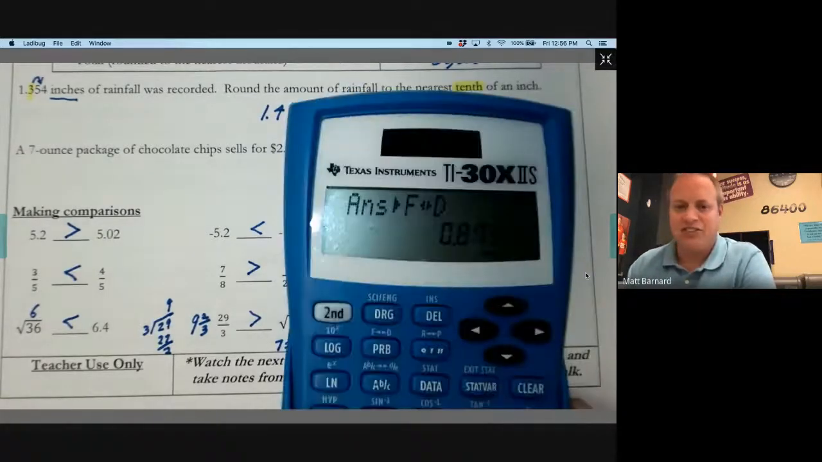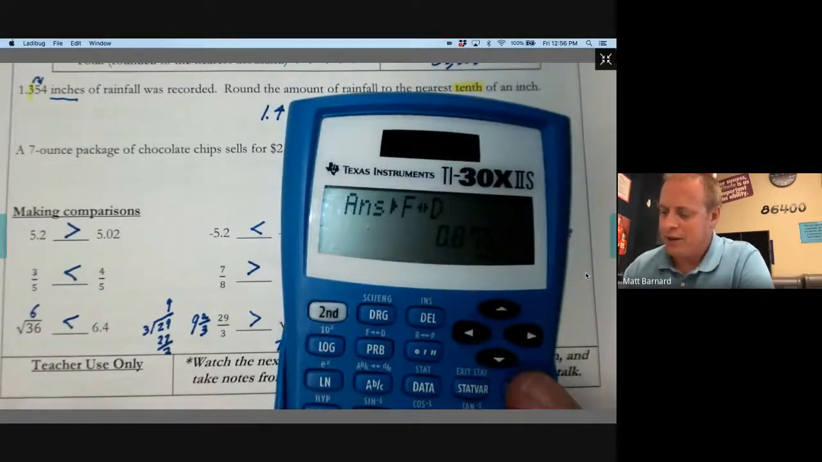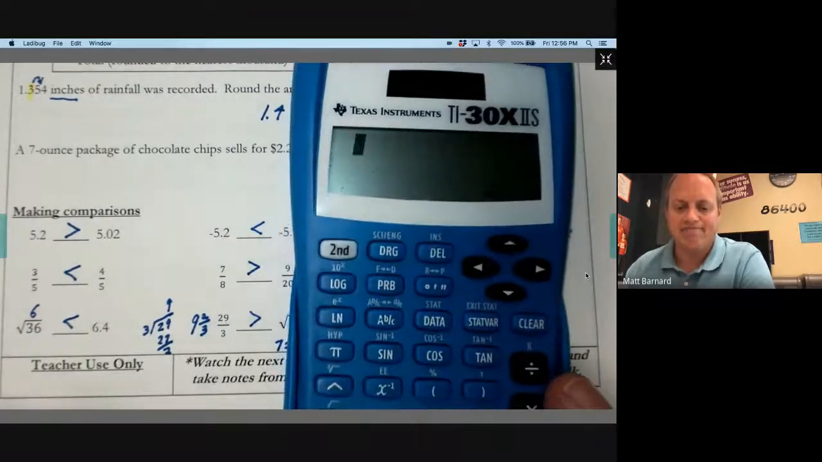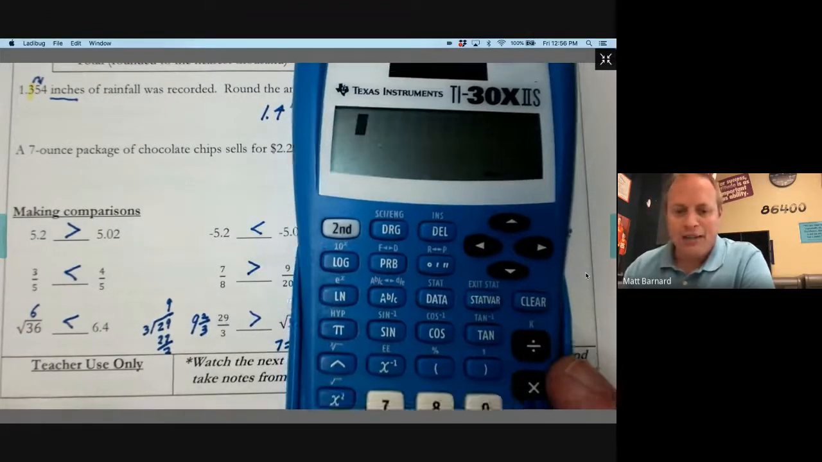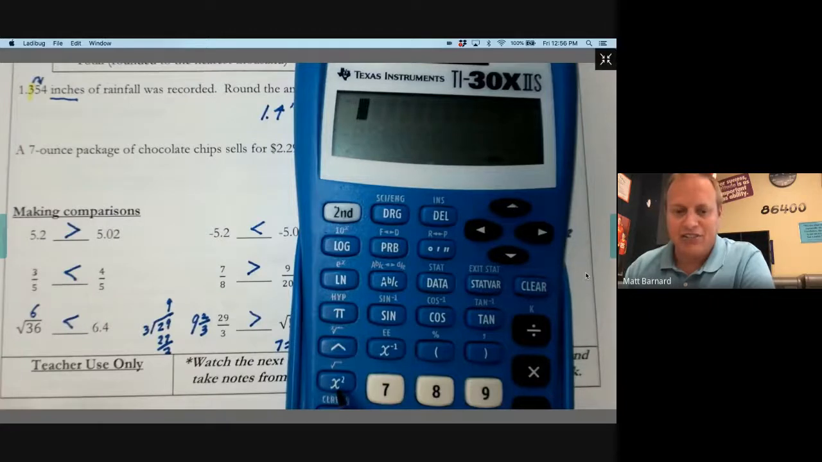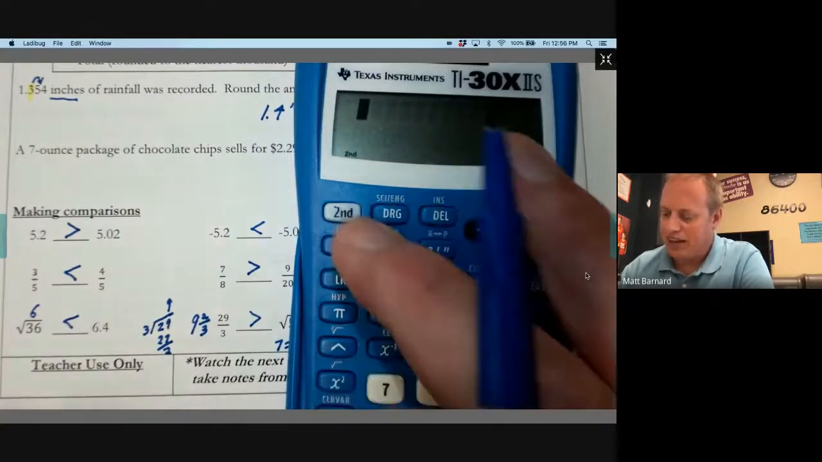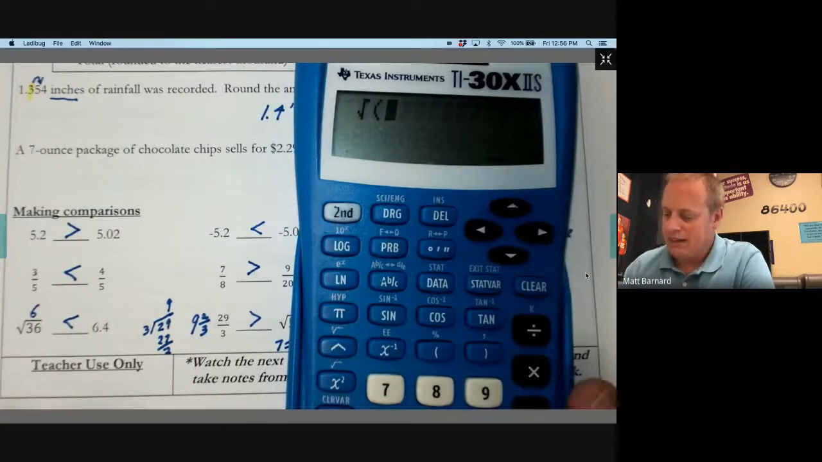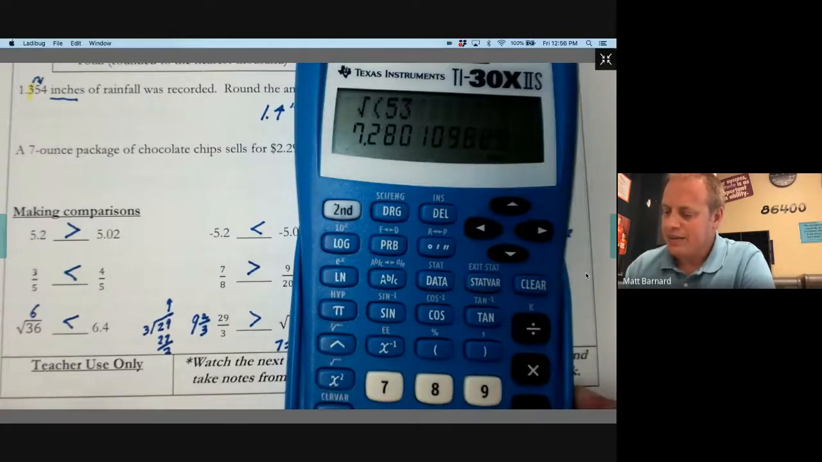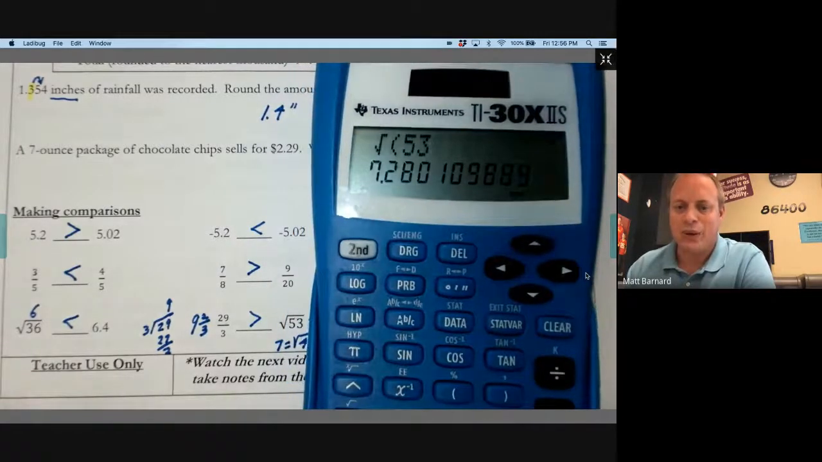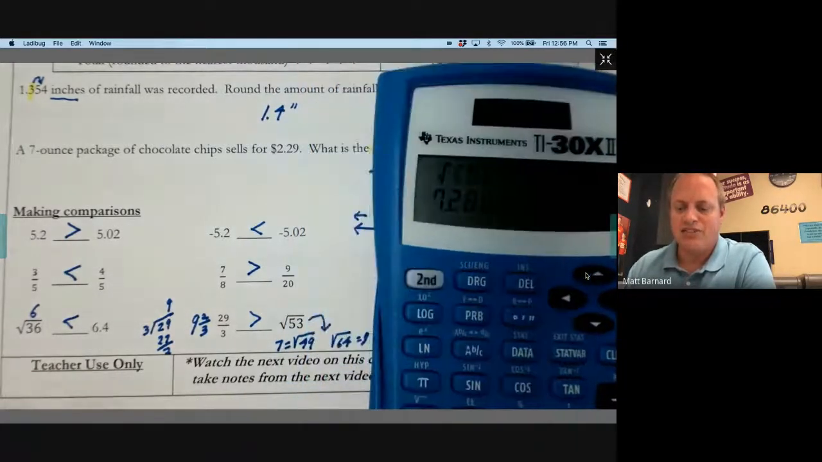Now, to finish this video off, where is the square root key on your calculator? On this particular calculator, it's right above x squared. So what I would do is hit second and x squared and type in 53. And you'll notice I get 7.28, which is in between 7 and 8.